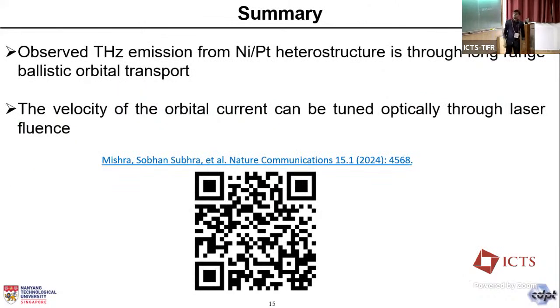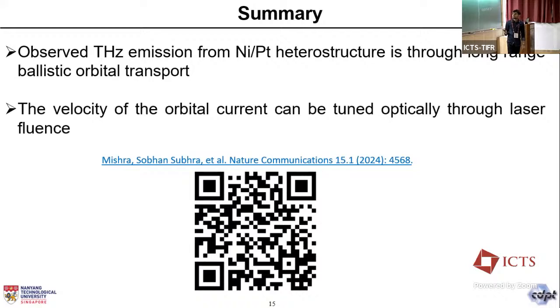So in summary, what we are showing here is that NiPt is a very famous magnetic heterostructure, and that the terahertz emission from this NiPt heterostructure is majorly because of the long range ballistic orbital transport, and we can control this orbital transport velocity using just optical means. So there are three advantages of this kind of orbital transport based emitter over spin transport based emitter.